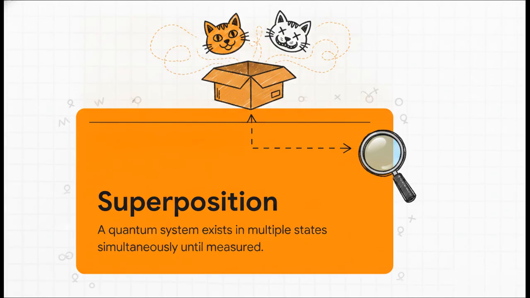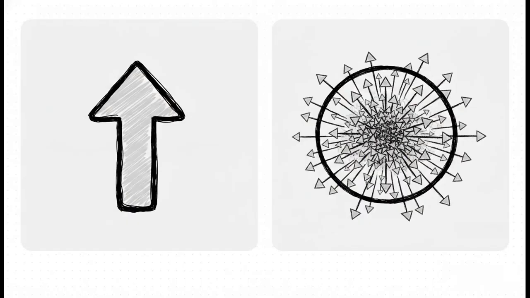It isn't just maybe alive or maybe dead. Mathematically speaking, it is both alive and dead at the exact same time. It's only the act of opening the box, the measurement itself, that forces reality to collapse into one single definite state. So bringing this back to quantum computing, we represent this idea using a qubit.